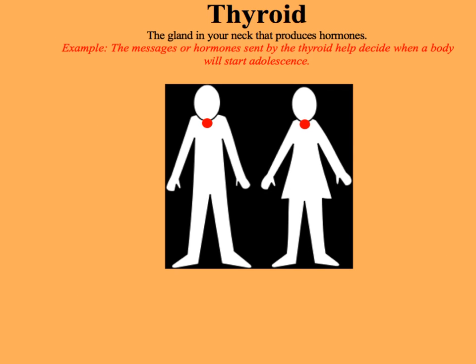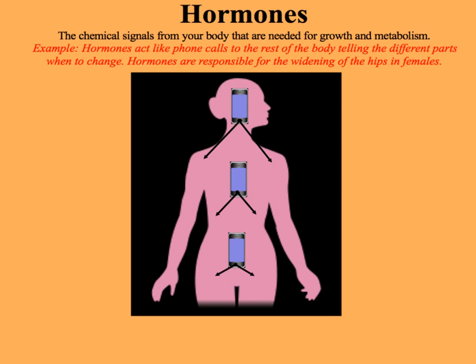The thyroid. This is the main organ in the endocrine system. And this is the gland in your neck that actually produces the hormones. And these hormones are sent out and help the body decide when to actually start adolescence. These hormones are kind of like signals. They send a message to direct growth and metabolism. They kind of work like a phone call telling the body and the different parts when to change. These hormones are responsible for a variety of different puberty changes, like the widening of the hips in females that gives them their shape.